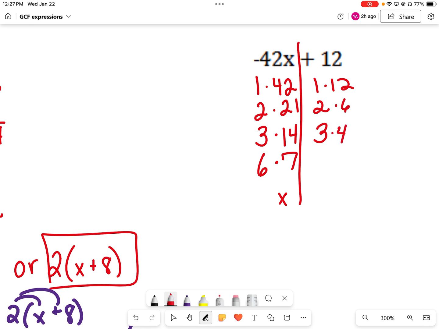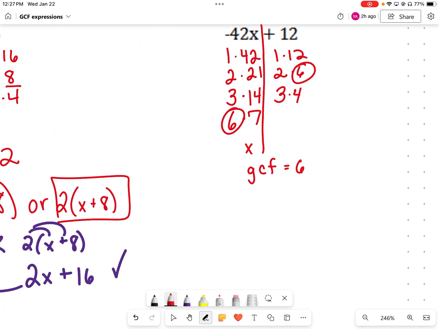Okay, hopefully you have your list made. So what is the GCF? What do they have in common? They have 2, they have 3, and they have 6. So you pick the greatest, and that would be the 6. And then they don't have any x's in common. So our GCF is just, let me fix that real quick. GCF is just 6.